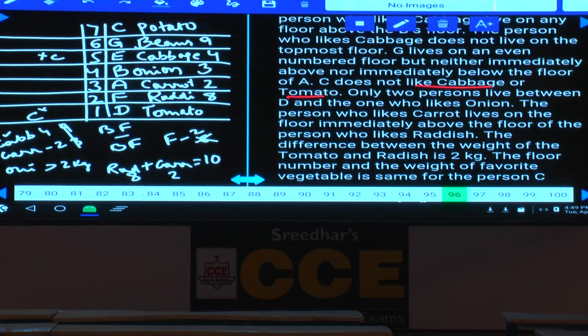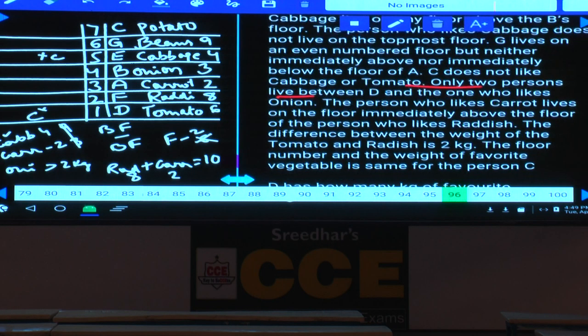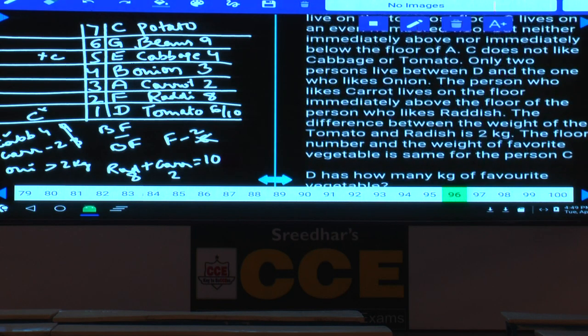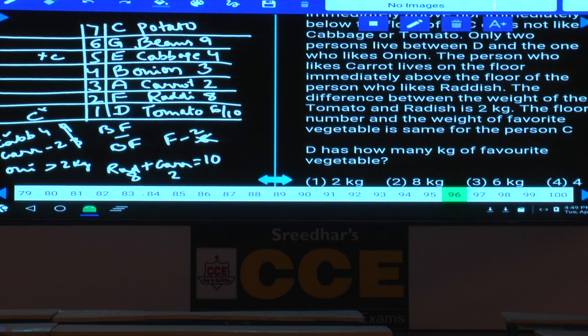Either it could be 6 or 10. Then what is the other information here? For the person C, the floor number and the weight of the favorite vegetable are the same. He is staying on the 7th floor and the weight of the potato is also 7 kgs. Regarding the tomato, we cannot determine the weight; it could be either 6 or 10.